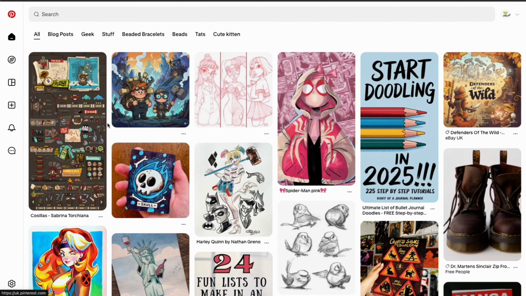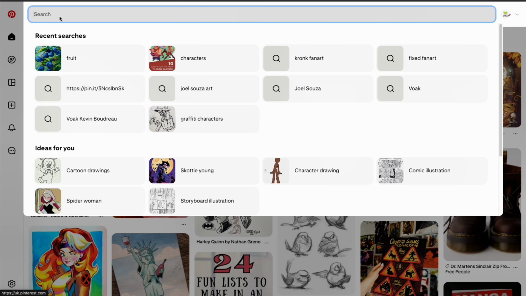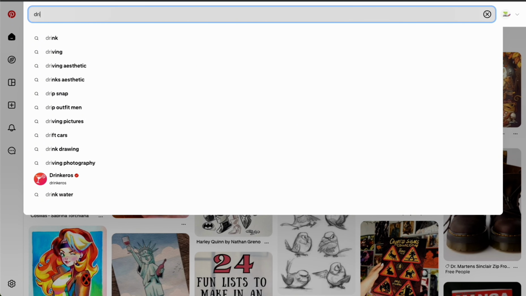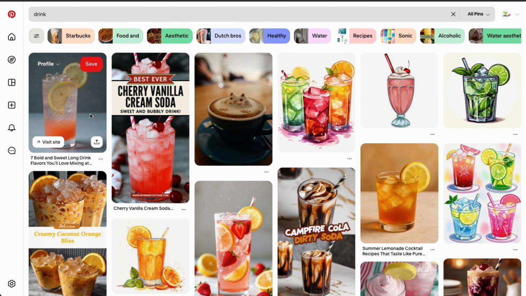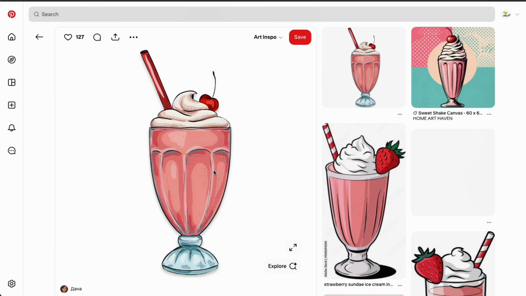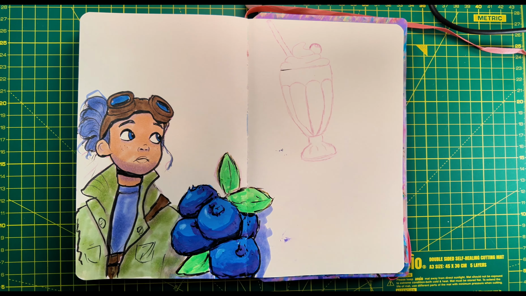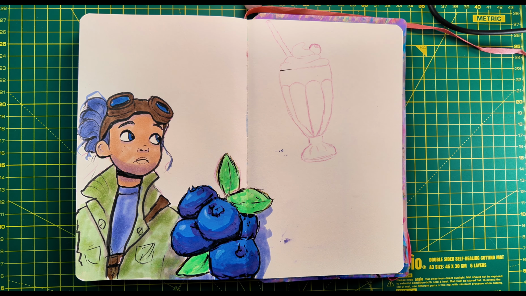Okay, here we go, guys. The third prompt is going to be drink. So let's see what drink we get. Now, I've seen this one come up loads of times, so I think I'm going to be, again, a little bit cheeky and go for this strawberry milkshakey type thing. Not that it really goes with the blueberries, but we're going to give it a go. So there we go, guys. We have a strawberry milkshake on a blueberry page.